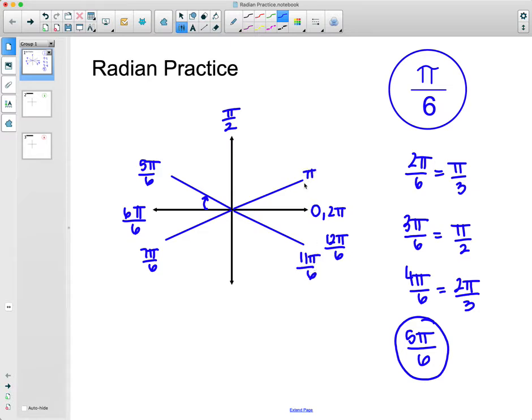So these are all of your pi over 6 reference angles that you'll see. Pi over 6 in the first quadrant, 5 pi over 6 in the second because that's 1 pi over 6 before pi. 1 pi over 6 after pi is 7 pi over 6. And then 1 pi over 6 before 2 pi is 11 pi over 6, again because 2 pi is the same as 12 pi over 6. So that's all of your pi over 6 reference angles on the coordinate system.